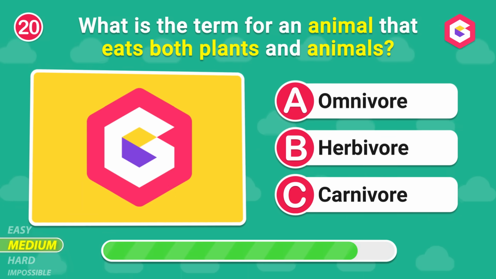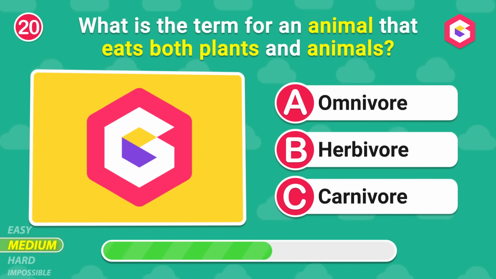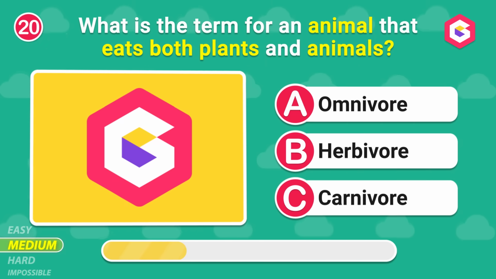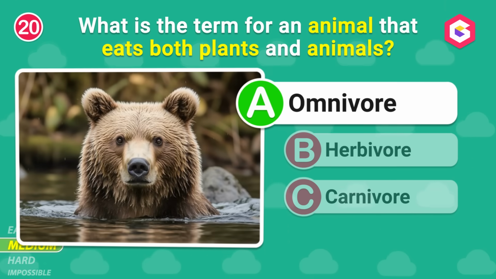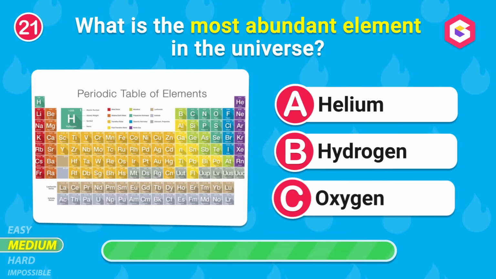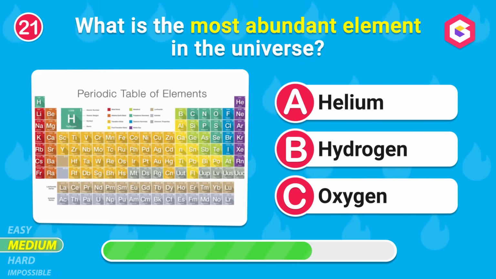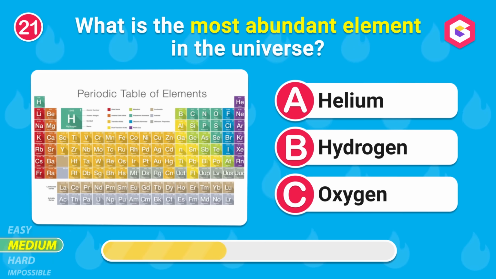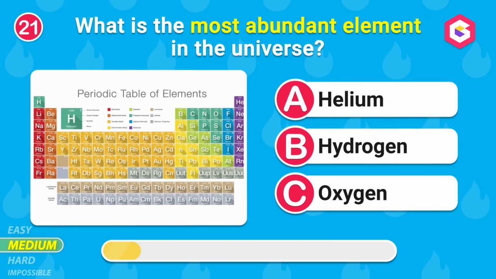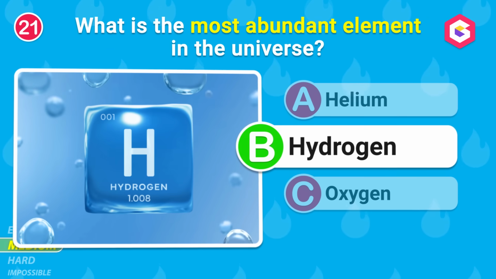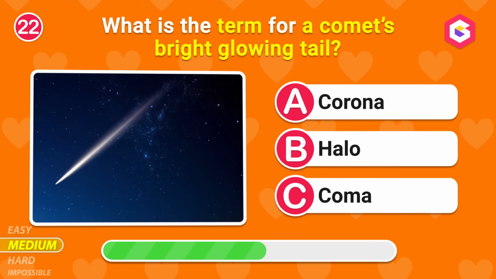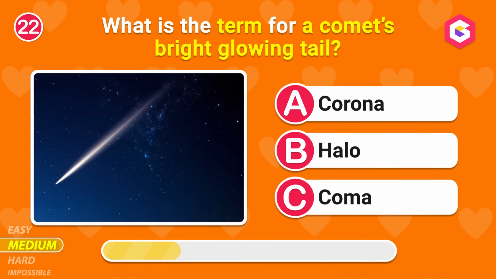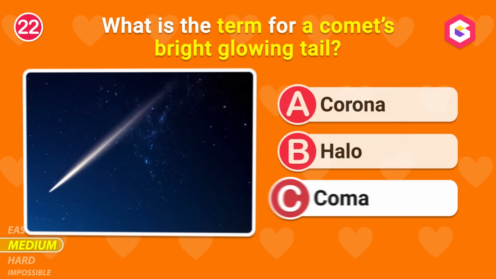What is the term for an animal that eats both plants and animals? Omnivore. What is the most abundant element in the universe? Hydrogen. What is the term for a comet's bright glowing tail? Coma.